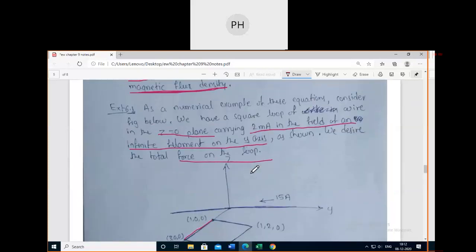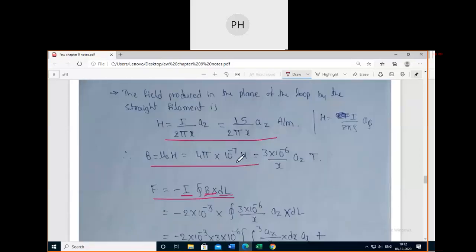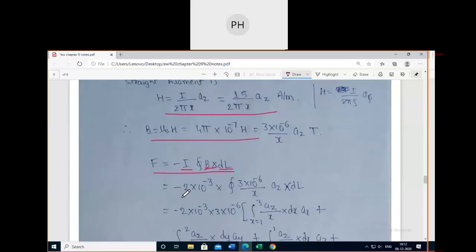What is I? It is given. I is equal to 2 milliampere. So that is the given thing. We are writing here 2 into 10 raised to minus 3.